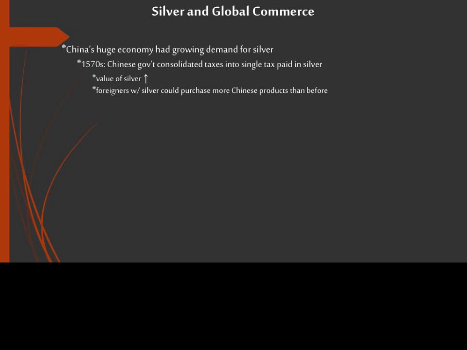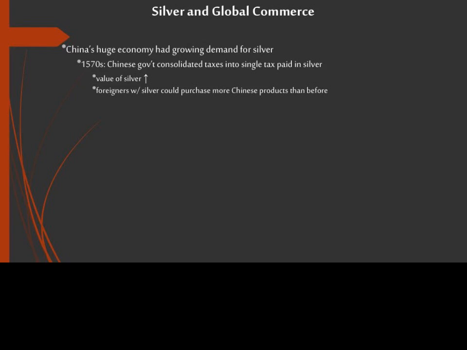China's economy was huge, and they had a growing demand for silver. In the 1570s, the Chinese government consolidated taxes into a single tax to be paid in silver. So what happens when the demand goes up? The value goes up. It skyrocketed. And foreigners with silver could finally purchase more Chinese products than they were able to before.